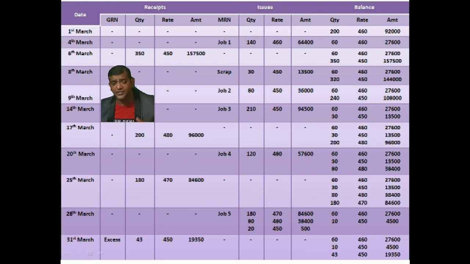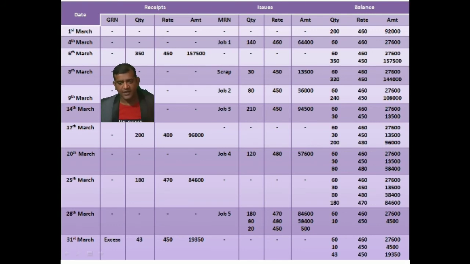Under issues column, since we are supposed to issue from the previous date balance from the bottom, that is recently added, the last in item we should make a first out. So at the bottom one, how many tons we have at the bottom on 25th March on the balance column? That is 180 tons at the rate of 470 rupees. So amount comes to 84,600 rupees. So next we have 80 tons at the rate of 480 rupees. So that comes to 38,400 rupees.